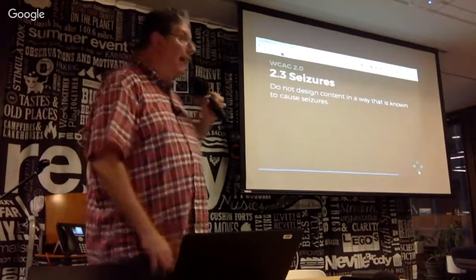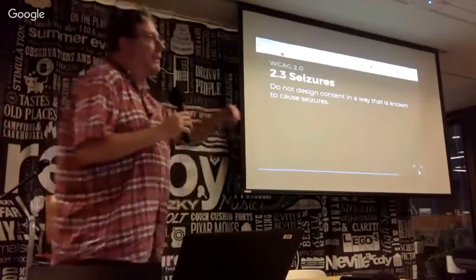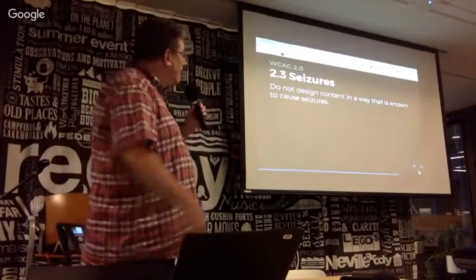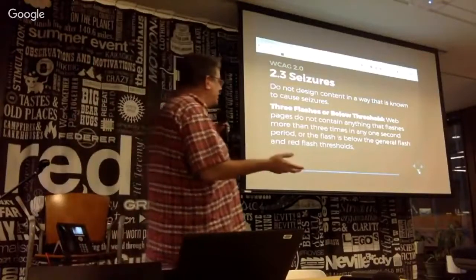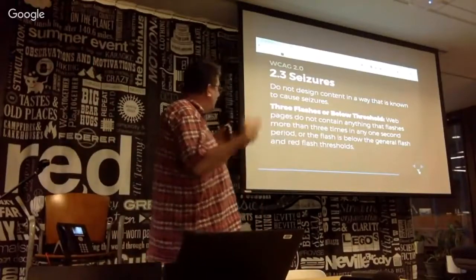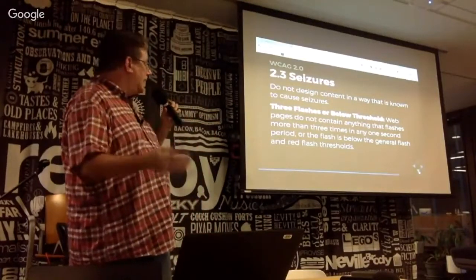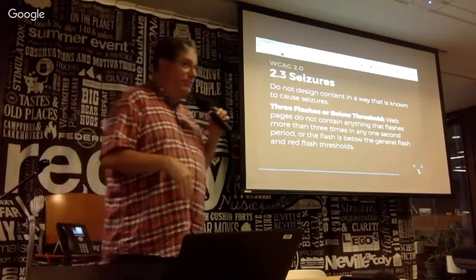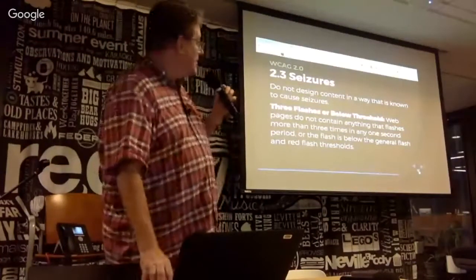Okay, seizures. I'll be honest, for the longest time, I always talked about seizures, and you might think, what in the heck on a website could cause a seizure? I like that it says, do not design content in a way that is known to cause seizures. The idea is the three flashes or below threshold, which says web pages do not contain anything that flashes more than 3 times in any 1 second period, or the flashes are below the general flash and red flash thresholds. So basically, flashing content can actually cause someone to be sick.